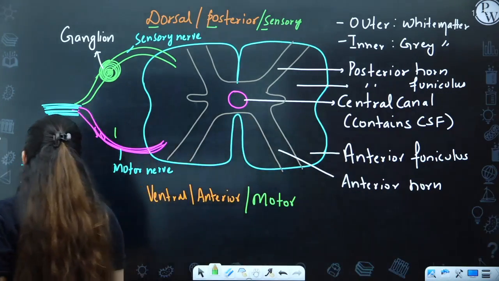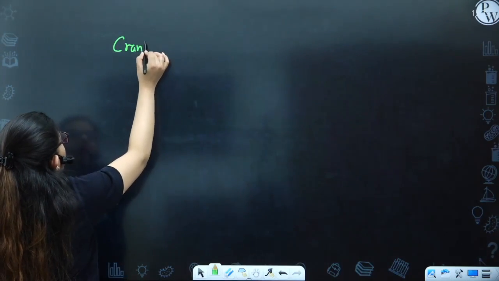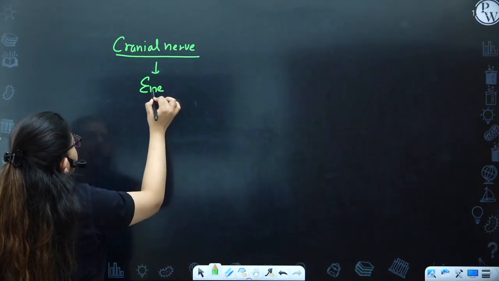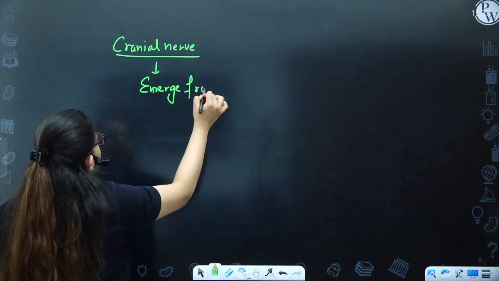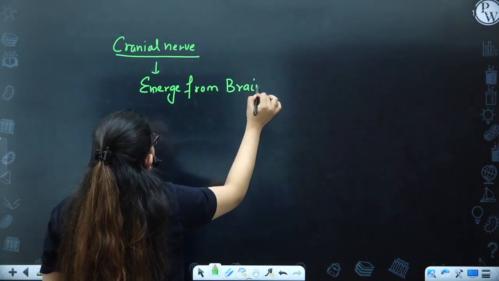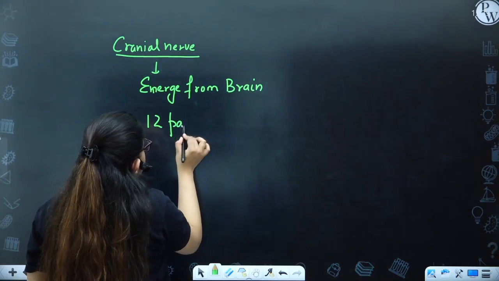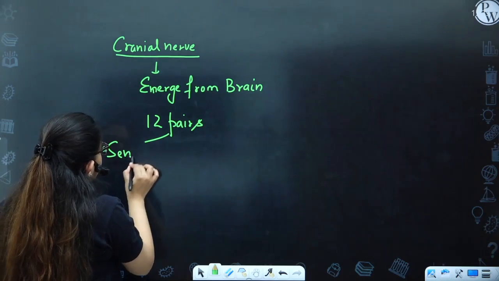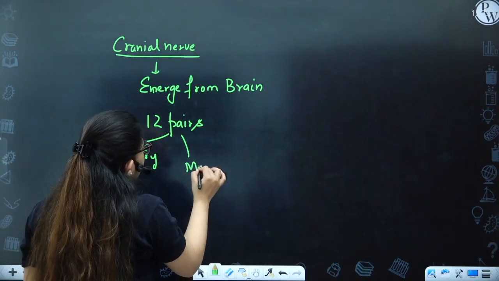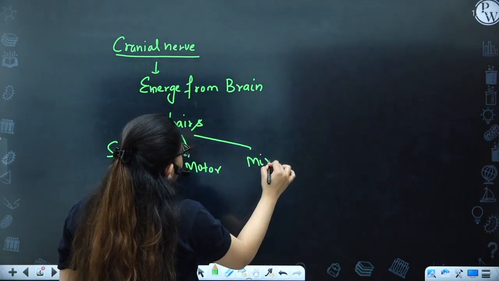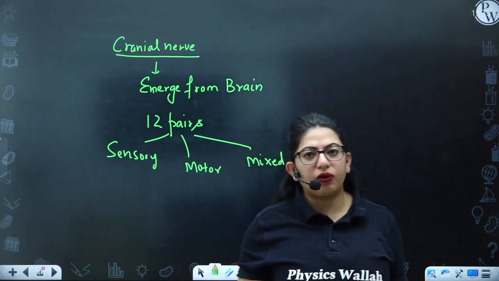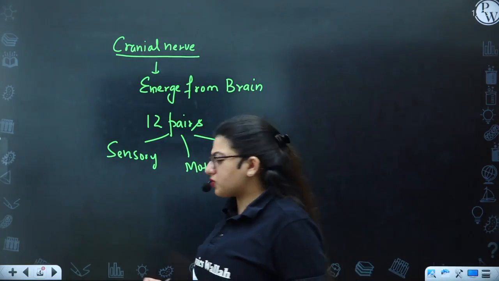So, like we have spinal nerves, we also have cranial nerves. Cranial nerves are the nerves that emerge from the brain. Like spinal nerves were 31 pairs, these are 12 pairs. Spinal nerves were mixed in nature. These can be sensory, some of them can be motor, and some can be mixed. You don't need to remember all the nerves because they do not ask questions about all the types of nerves. So there is no need to waste your time.